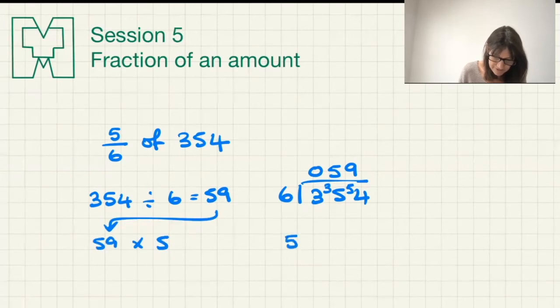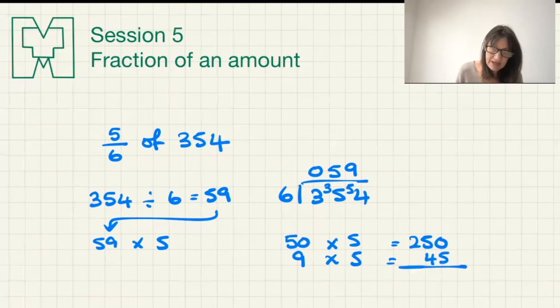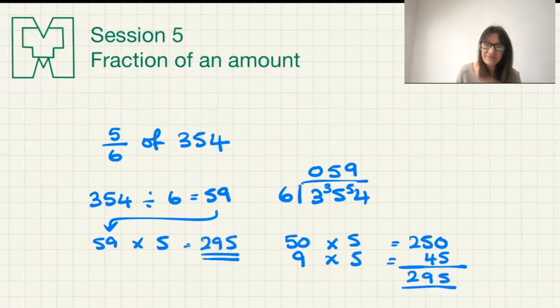So 59 times that by 5. So 5 5s are 25, add the 0. 5 9s are 45. Can you see how I'm lining that up properly? 5, 9, 2. So the answer is 295.